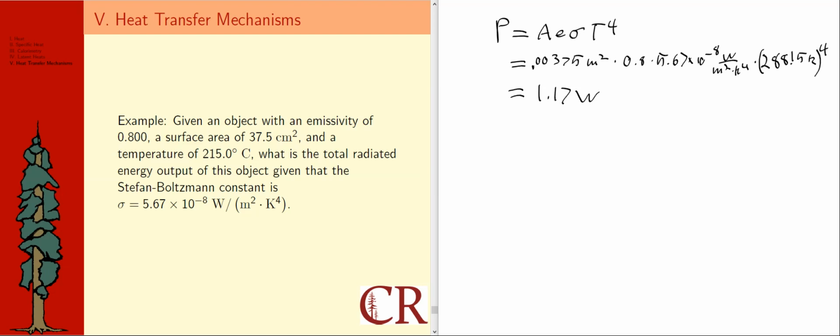So this example is very similar to the last one. We have the same object with an emissivity of 0.8, a surface area of 37.5 centimeters squared, but this time the temperature is 215 degrees Celsius. And we're once again being asked to find the total radiated energy output using the Stefan-Boltzmann law, of course, since we're given the Stefan-Boltzmann constant.